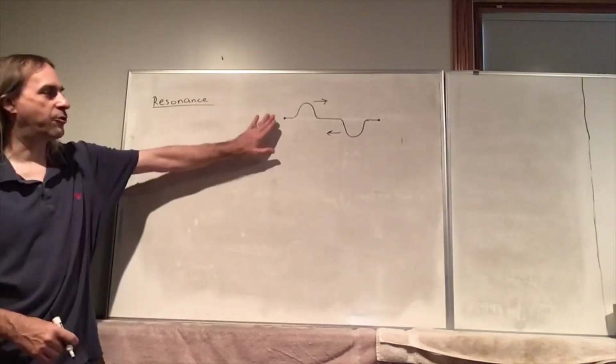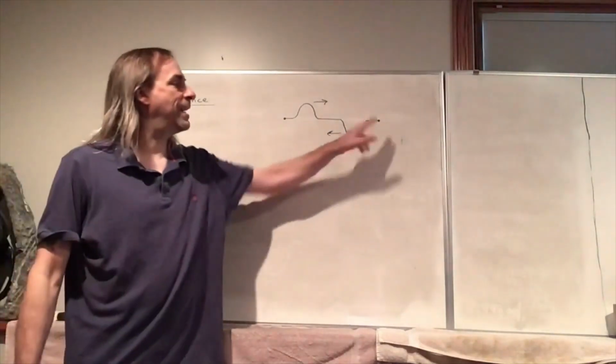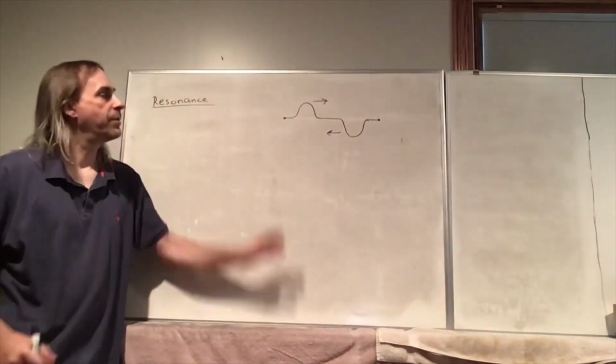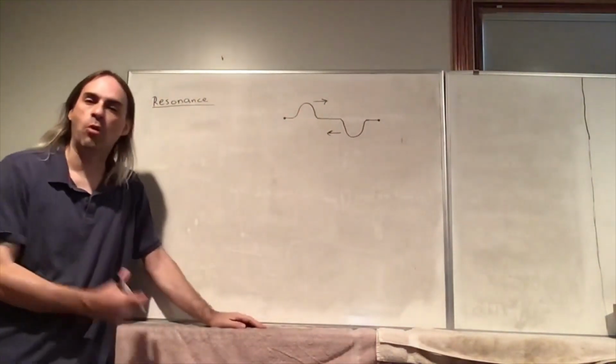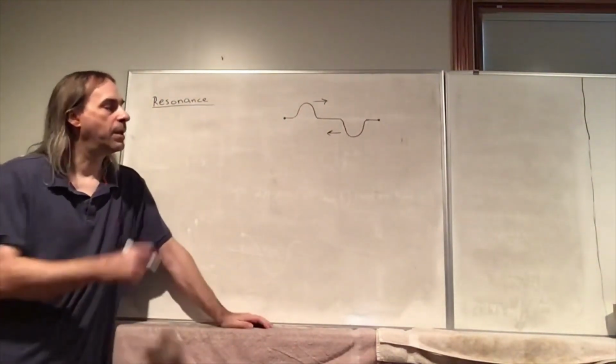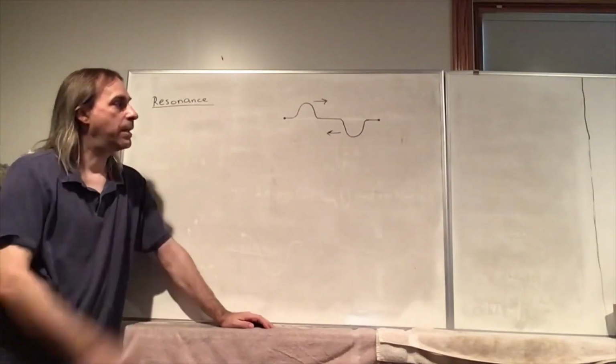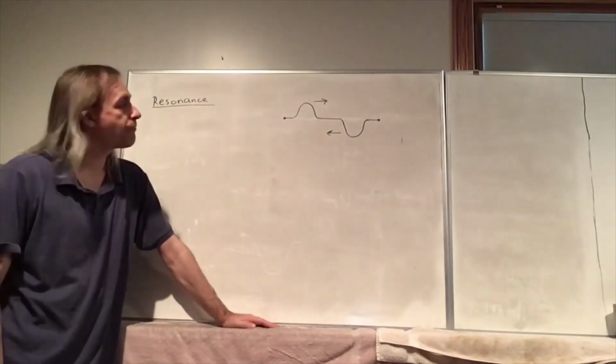Now, if this was a string lying on the table and this end wasn't fixed in place, this pulse would be reflected back, but it would be reflected with the same orientation it originally had. When you fix it in place, it comes back upside down.